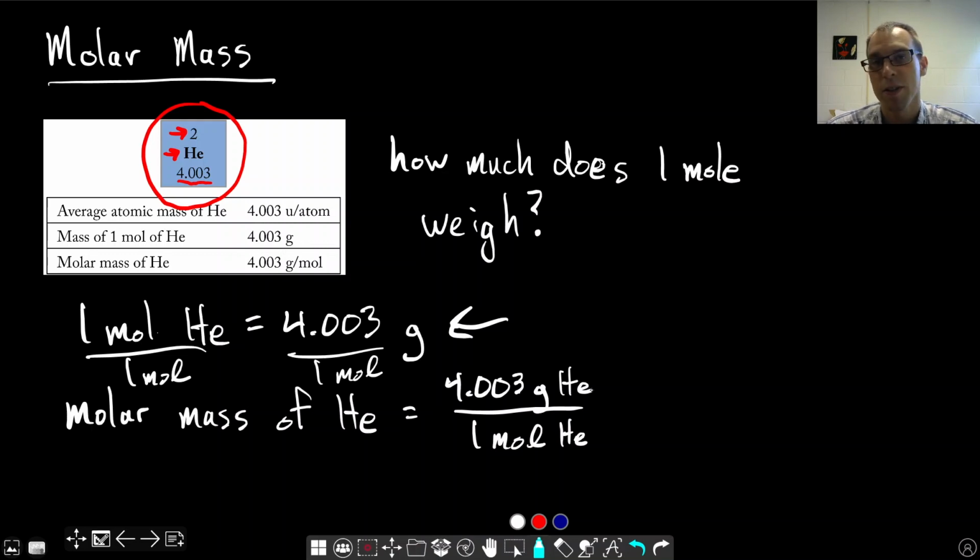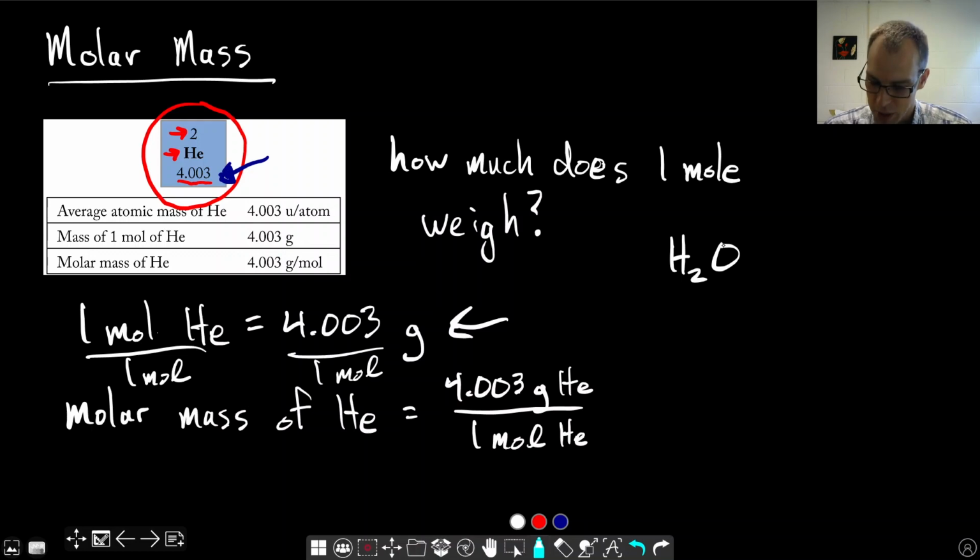Now that tells us how to get the molar mass for any atom. We just look in the periodic table and find this average atomic mass, and that's also equal to the average molar mass, right? So it's this number here that we're interested in. How do we do that for a molecule? Say we're looking at H2O. Now we have multiple atoms that are present. What's the molar mass of H2O?